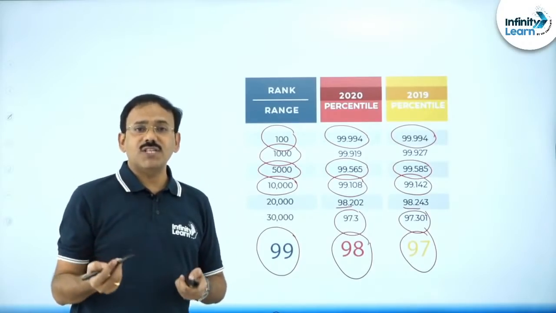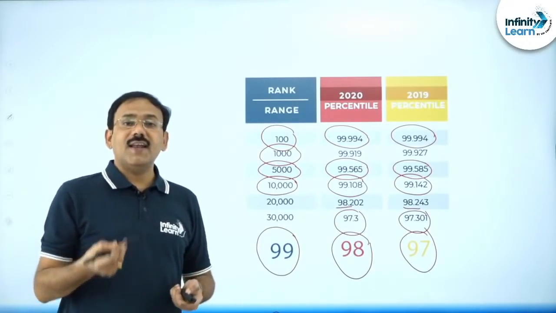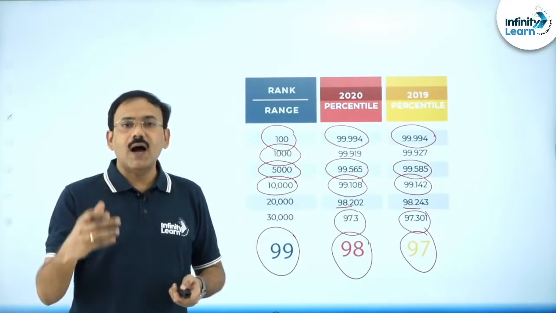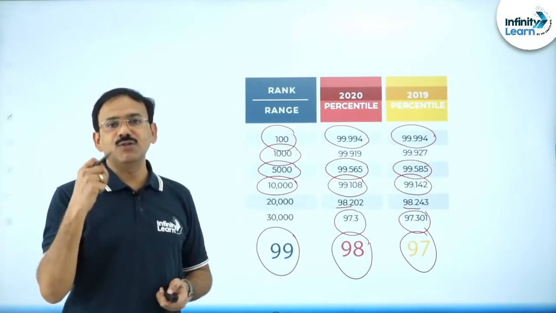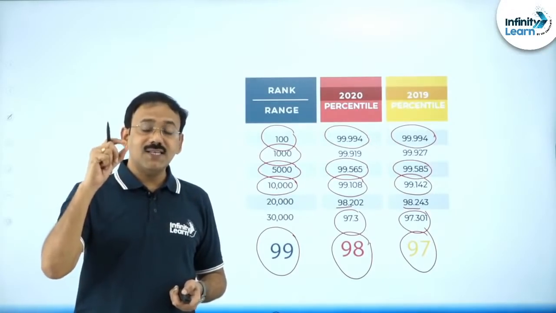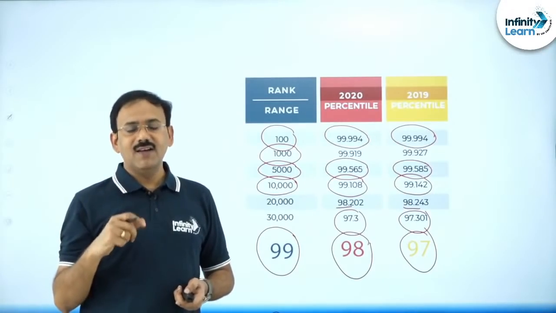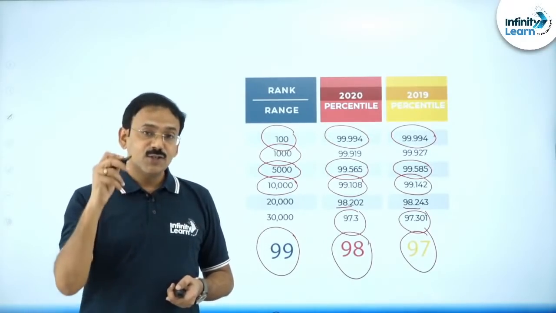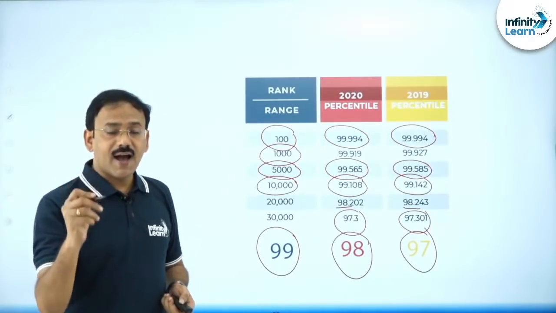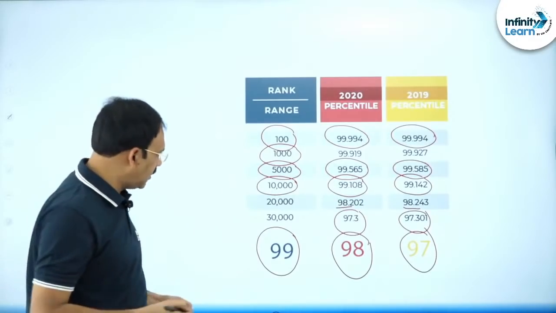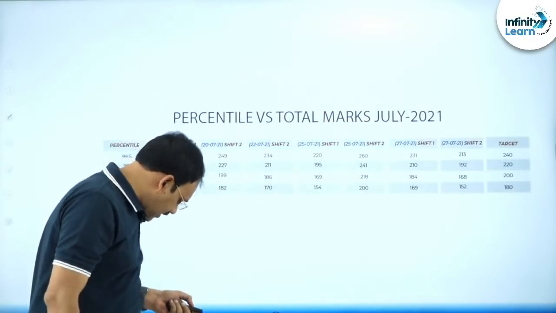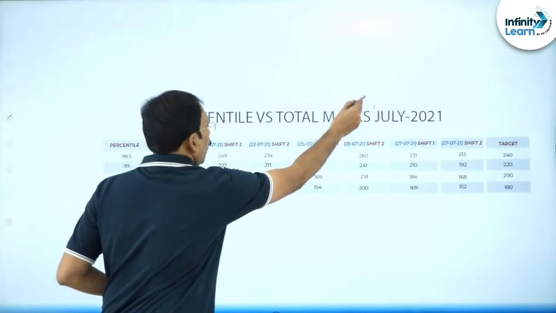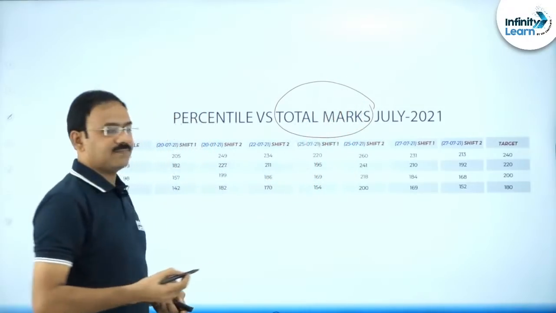So the next question would be, to score 99 percentile or 98 or 97, what could be the approximate marks that I need to score? Because marks is a clear target, whereas percentile cannot give a clear picture, right. So dear students, I have that slide also for you. You see this one. This is the percentile versus total marks.